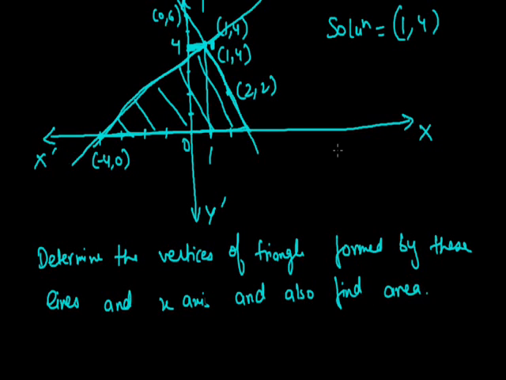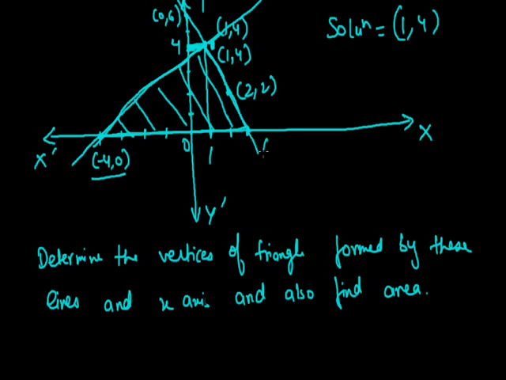In this question, it is given that the triangle formed by these linear equations is formed with the x-axis. So we need to find the vertices of this triangle, and also the area of the region bounded by this triangle. As you can see, this triangle is intersecting the x-axis at -4 and 0, so it becomes one vertex of the triangle. The second vertex is 1 and 4 because this is the intersection point.